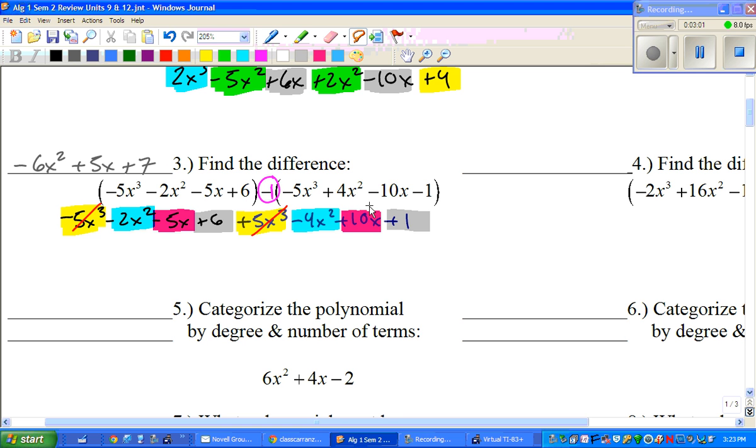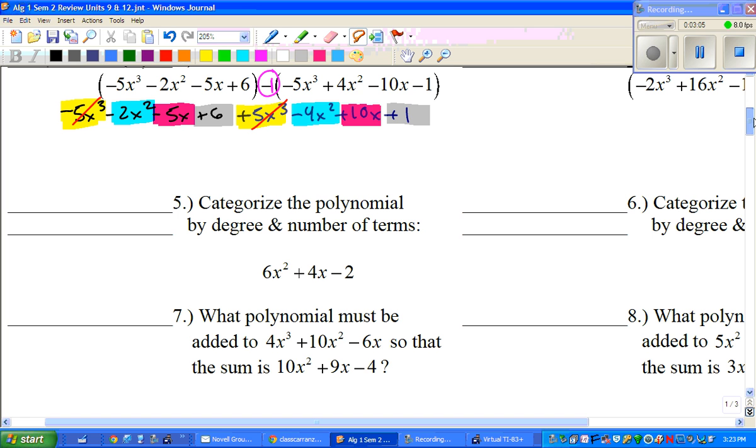Right, number 5 says to categorize the polynomial by degree and number of terms. We look for the highest degree. We have 2, 1, and this one actually is 0, so the highest one is 2, and if it's 2, that means it's quadratic. And now by number of terms, 1, 2, 3. So it's a quadratic trinomial. Okay?